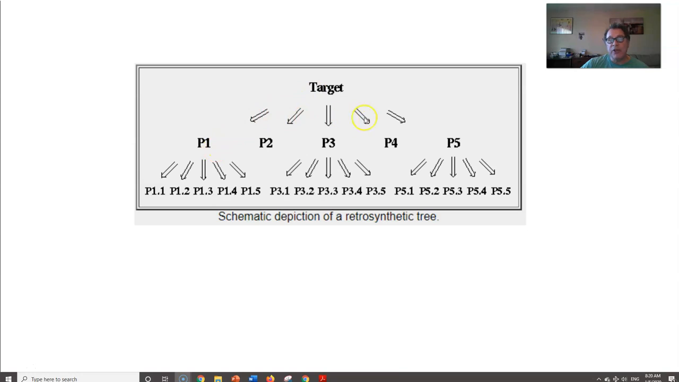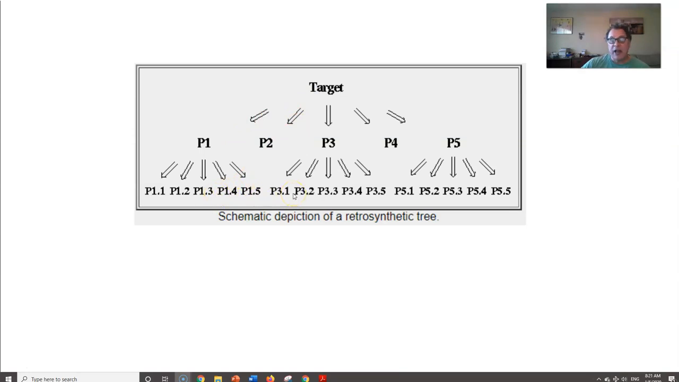These are retrosynthesis arrows. What they mean is that I know that this target molecule can come from molecule P3 or can come from molecule P4 in one step. Then you do this all over again with each of these precursors. You see what's going to happen here is you're going to generate a large number of precursor molecules and a large number of different possible paths to the target. And then it's up to the synthetic organic chemist to choose the best path.